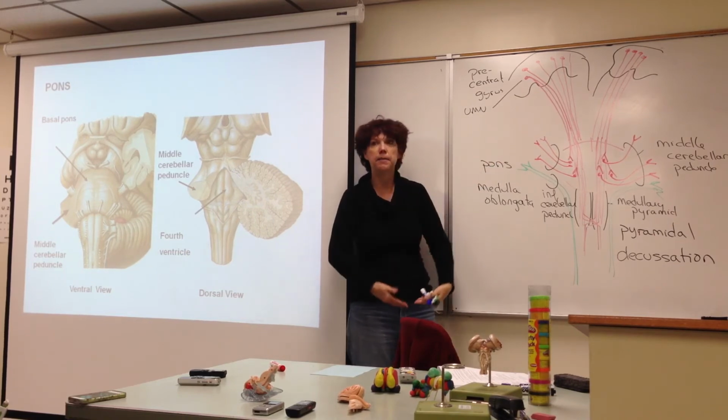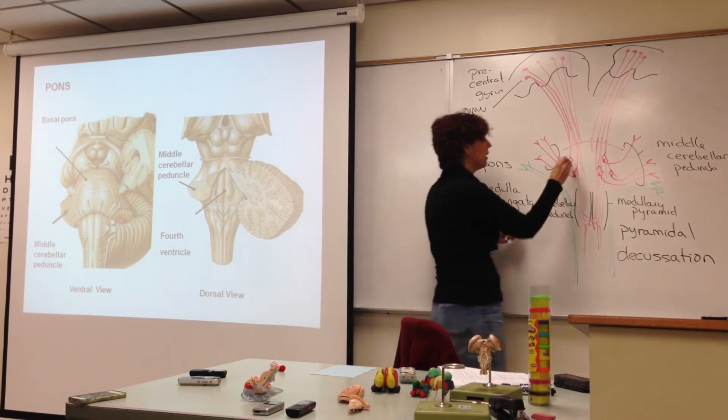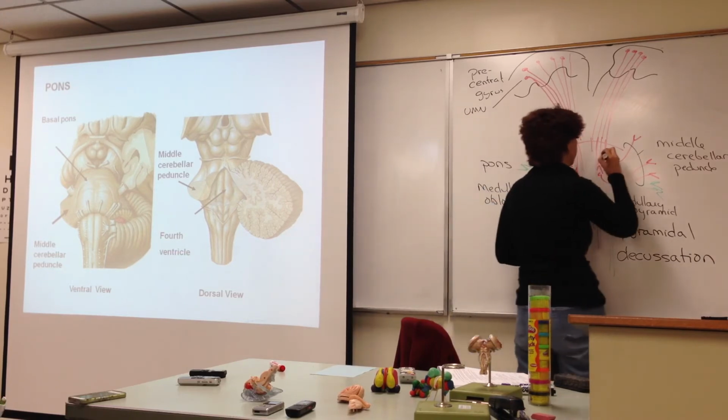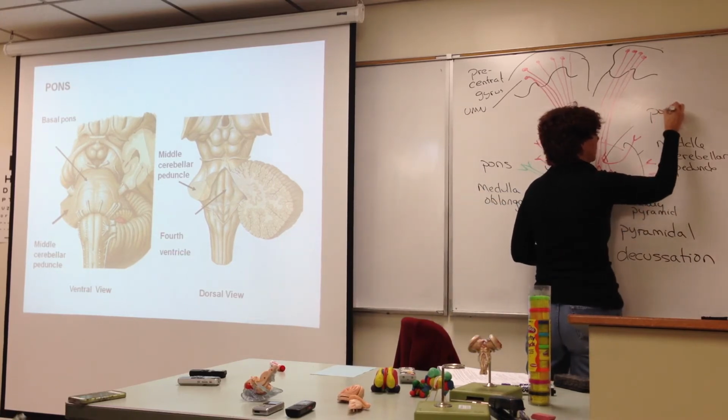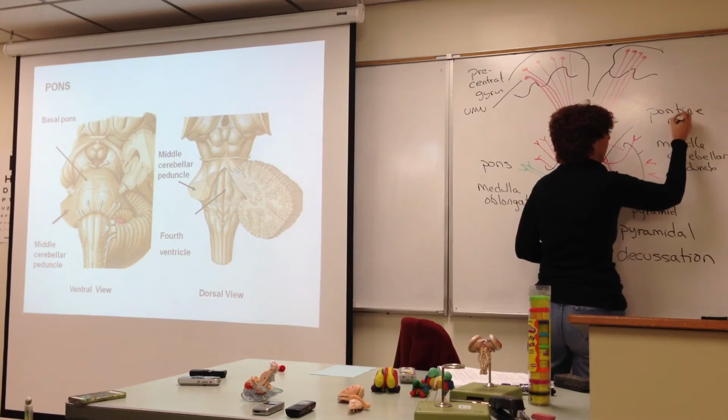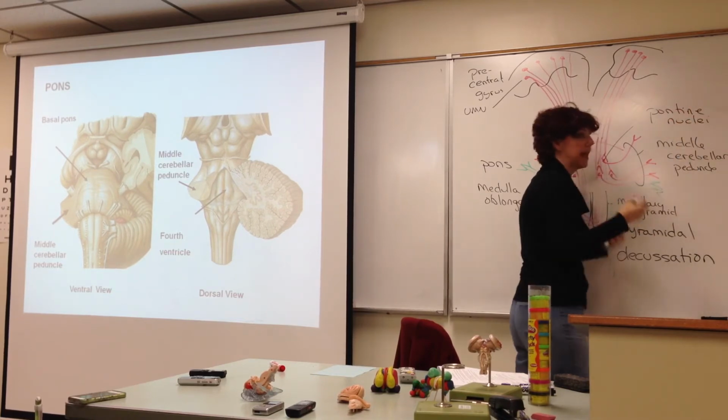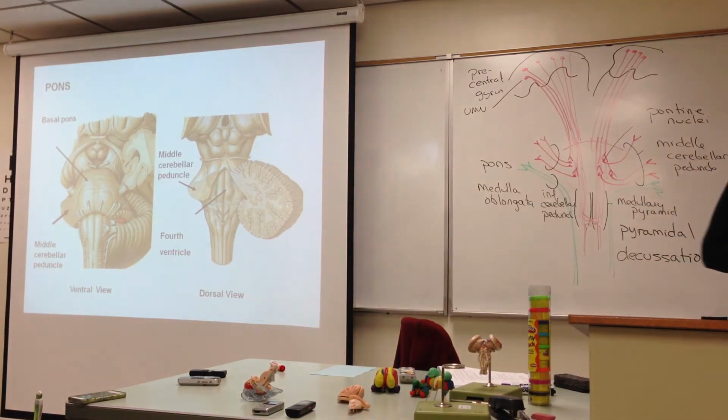So the reason the cerebellum is so large is because of these nuclei. And these are known as pontine nuclei. And that's what makes the basal pons so large.